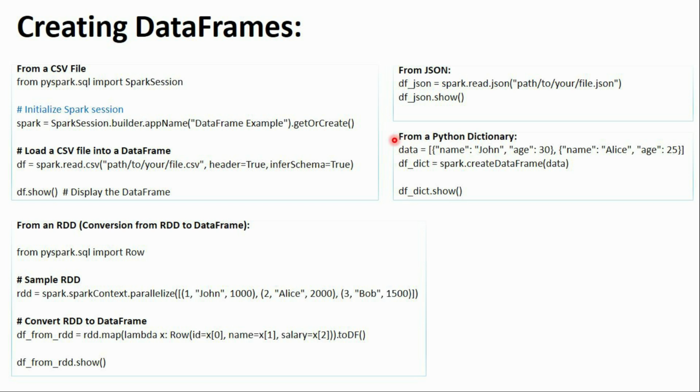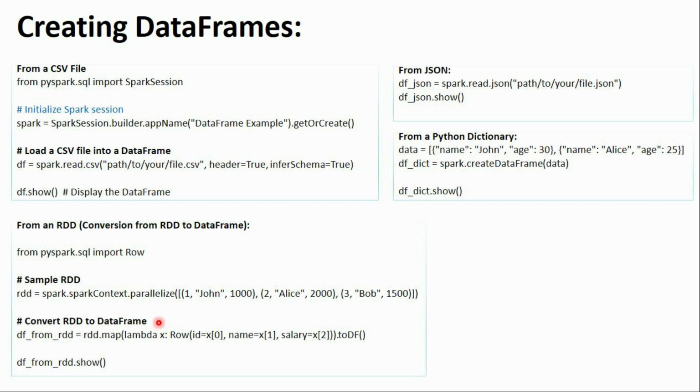If you have data in a Python dictionary, you can easily create a data frame by using the createDataFrame method. Let's see how it works. Here, we've created a list of dictionaries, where each dictionary represents a row in the data frame. We can use spark.createDataFrame(data) to convert this list into a data frame.